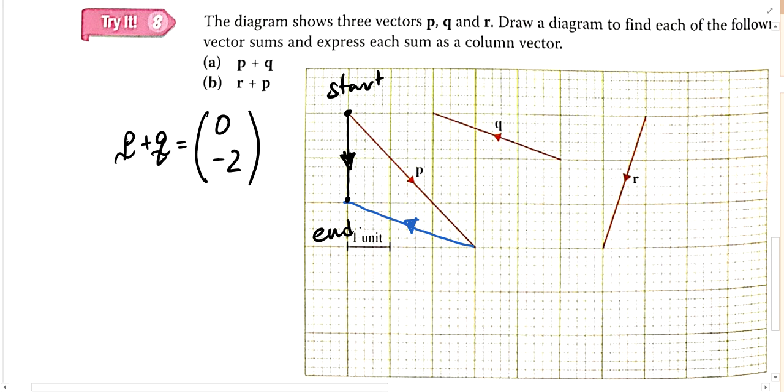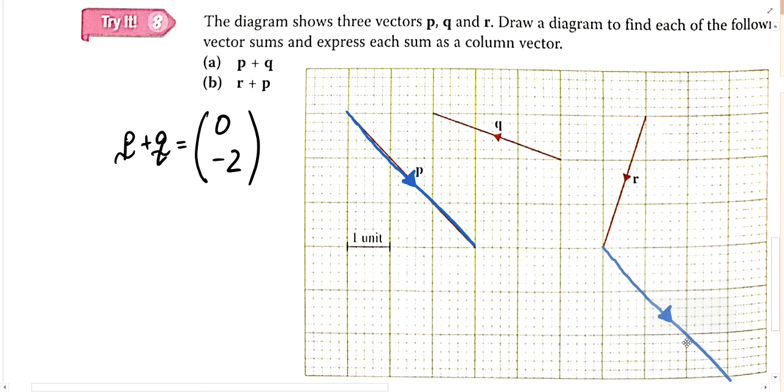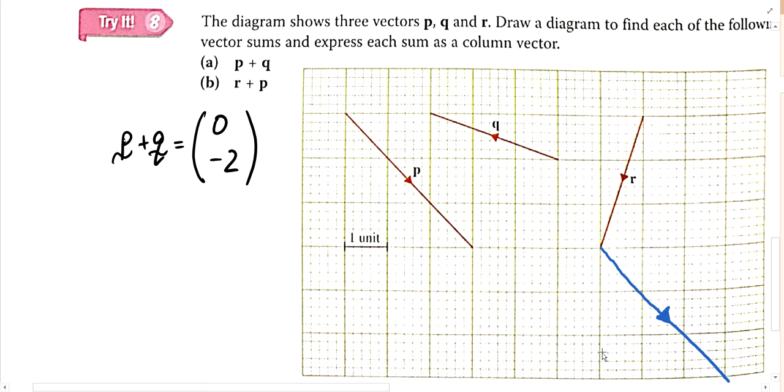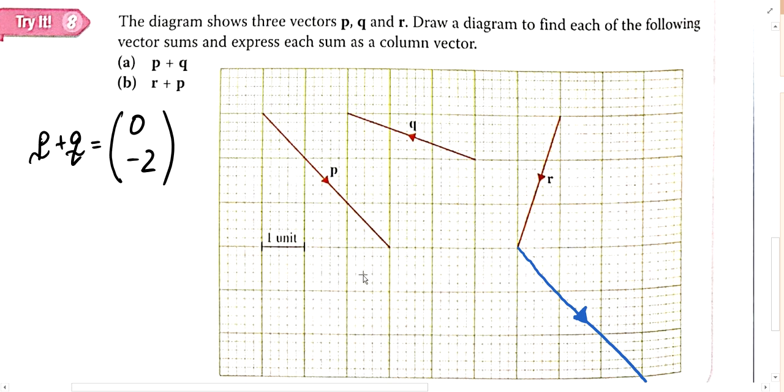So let's do for R plus P. Okay, so R plus P. I've got R there already. Now I'm going to draw P. Because I have a laptop, I can actually do this. R plus P. Okay, put it over here. Okay, they are the same thing. So I am actually moving 1, 2, 3 units to the right and 3 units down. Okay, 3 units to the right and 3 units down. Same over here, 3 units to the right and 3 units down.